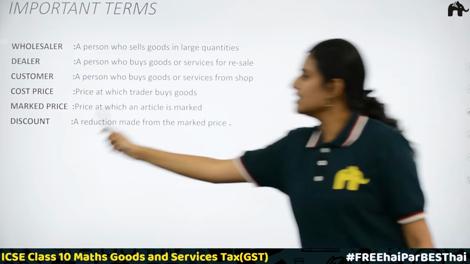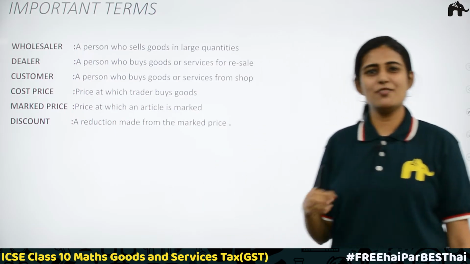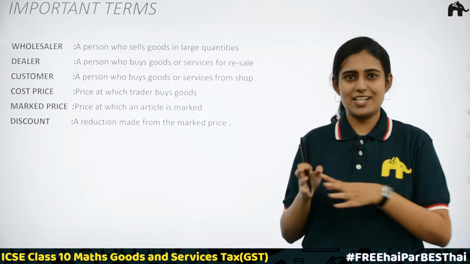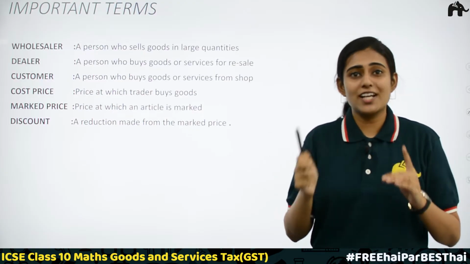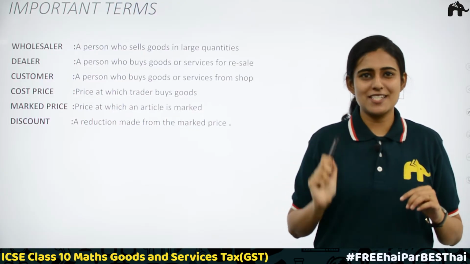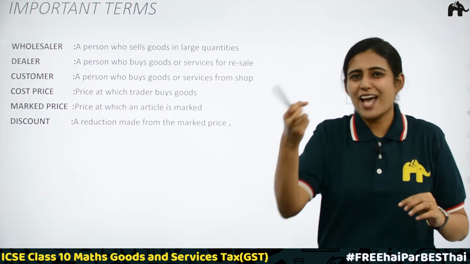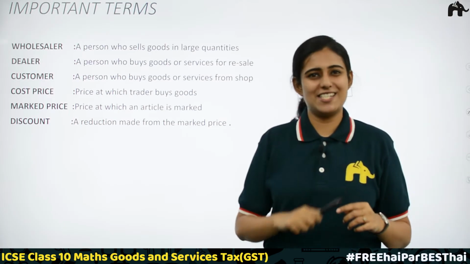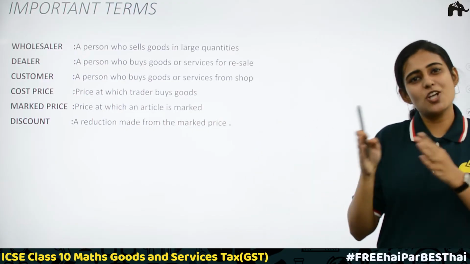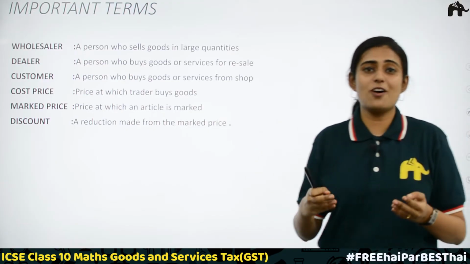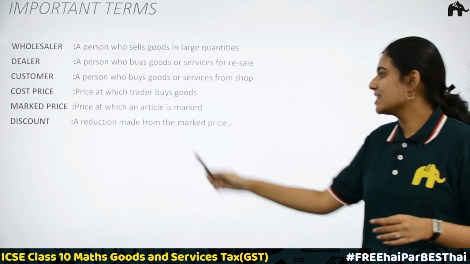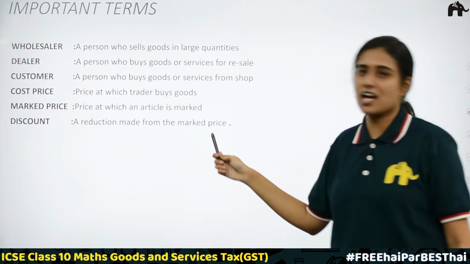Next, discount. Discount is something we are all excited to hear. If we go to a Reliance Trends or a Max and we look around, you find a board saying 50% discount. We'll go there and grab the product, right? So, shopping becomes more exciting when there is a discount. Actually, the shopkeeper wants his old stocks to be sold out. So, this is the reason why he fixes a discount. So, discount is a reduction made from the marked price.